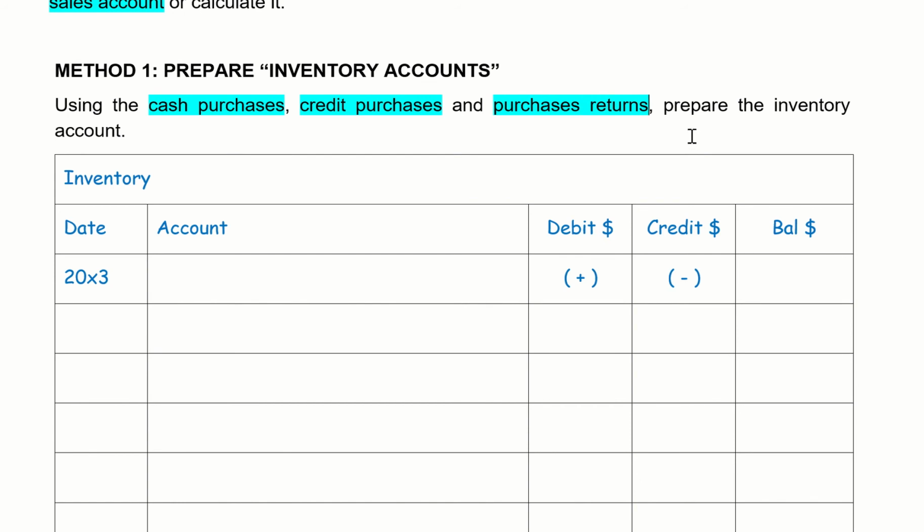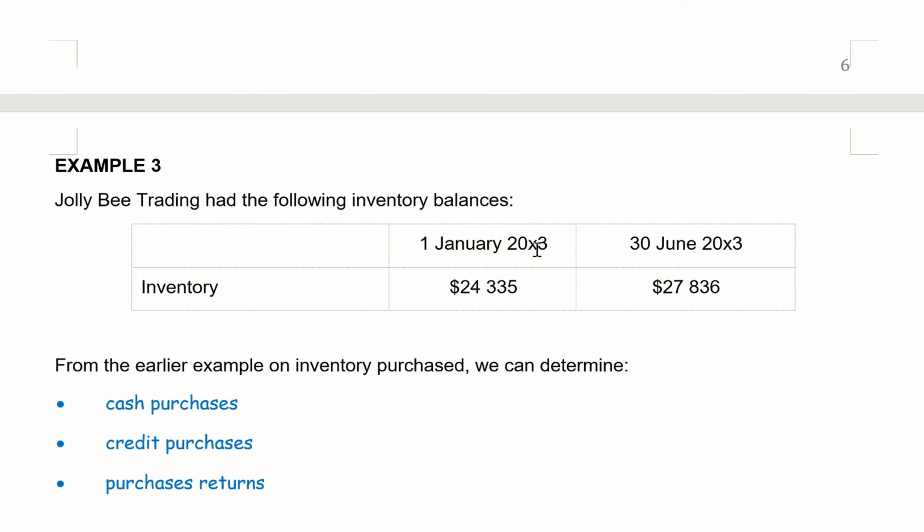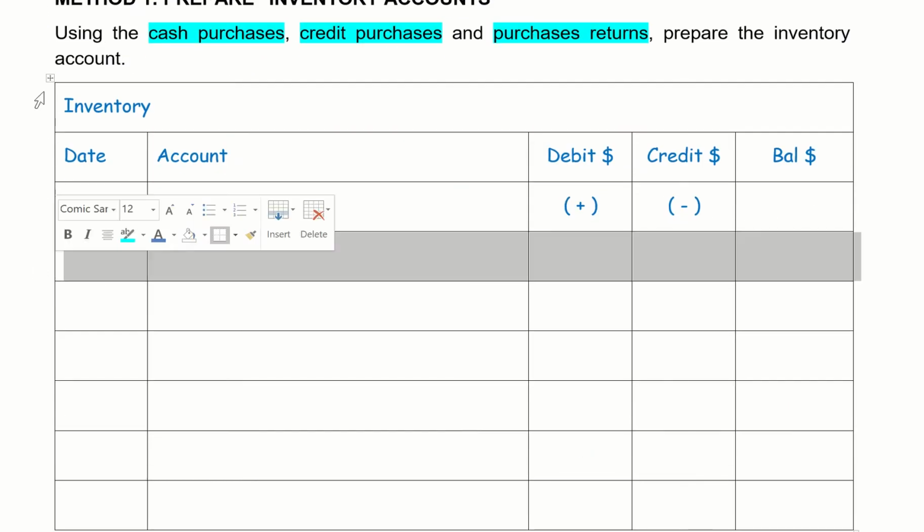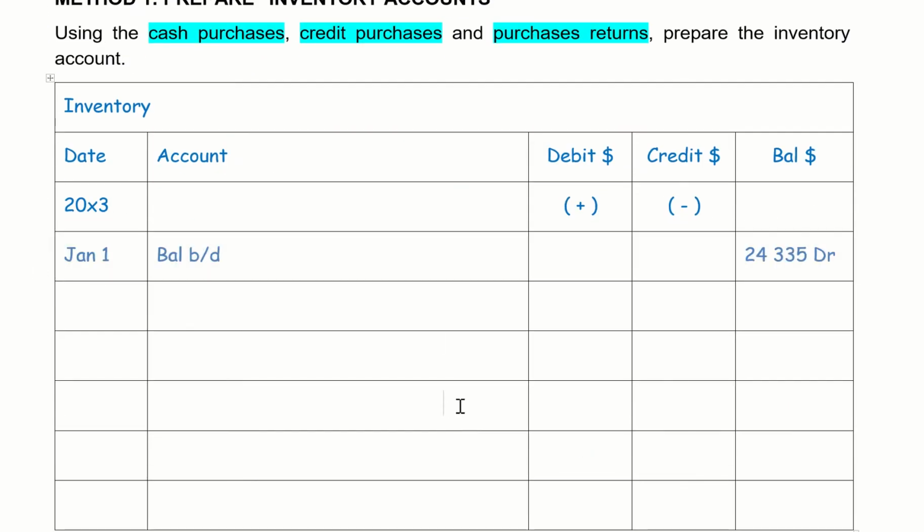Alright, but before you use all these numbers, what do you start off with first? What do you think is the first thing that you start off with? You're right. You actually start with the beginning balance, 24,335. So you're going to start with the beginning balance first. Alright, so this is how we start our beginning balance. 1st of Jan 2000X3, the balance brought down is 24,335.